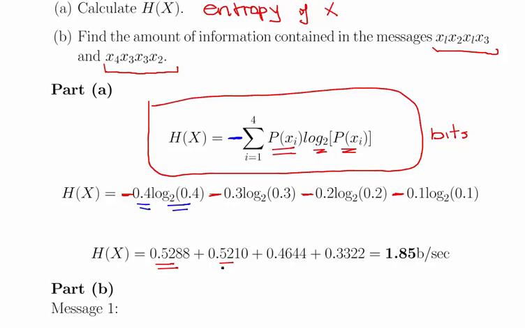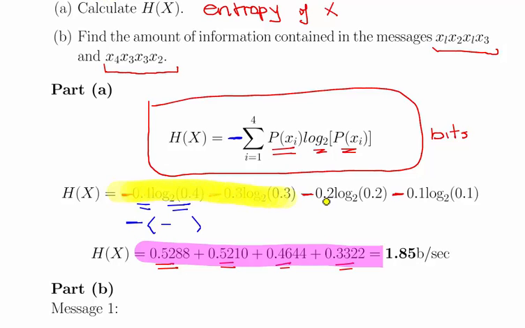When we work that all out, we should get 0.5288 plus 0.5210 plus 0.4644 plus 0.3322. So just to be clear, this is a minus times a negative number, so that turns into a positive. We're adding four positive numbers here when it looks like we're subtracting a bunch of numbers. That just throws people when they're getting used to this for the first time. Anyway, when we add that all up, we get 1.85 bits.